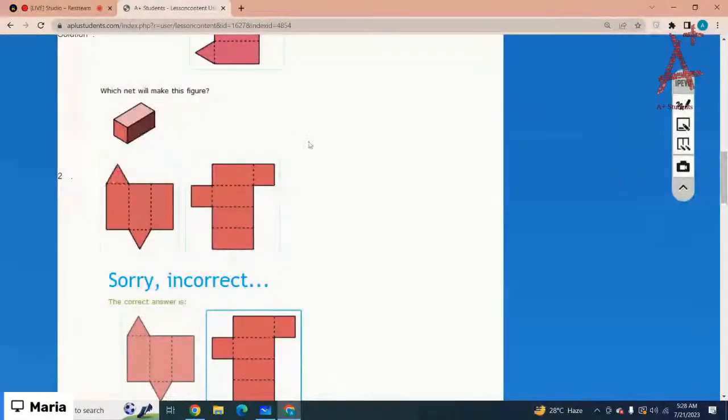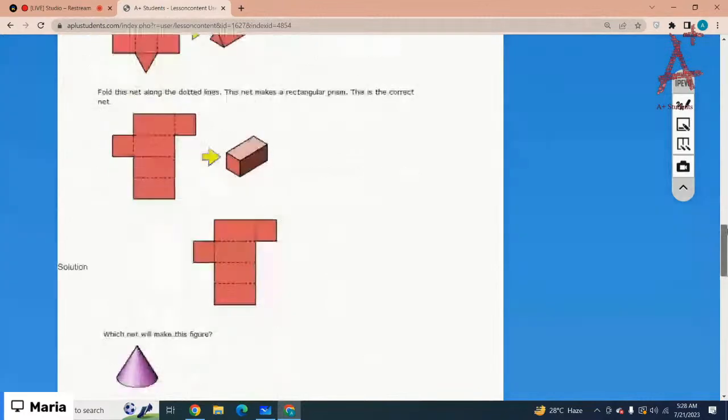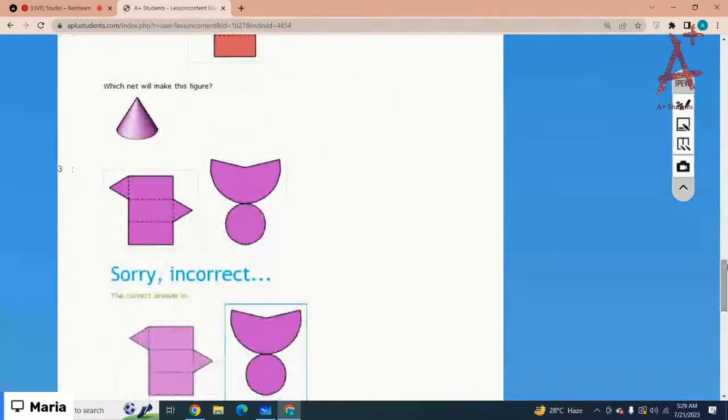Okay, which will make this figure? This one, because you can see all of the faces are either squares or rectangles. You don't have any face with a triangle, so that means the second option is the correct one. Okay, which net will make this figure? Which is the correct option? The second one. When you fold this, it makes a cone.